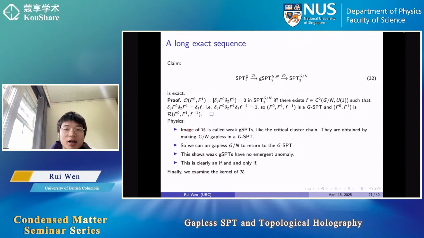So the image of R, right? As we discussed, if you start with an SPT, you make G over n gapless, you get a gapless SPT. But these gapless SPTs are called weak ones, like the critical cluster chain. They're obtained by making G over n gapless in a gSPT. So then we can undo this. We can un-gapless G over n to return to the gSPT, right? So this shows the weak gapless SPTs have no emergent anomaly. And this is clearly an if and only if. You can run the arguments backwards, right? So that means this is exact, right? So it has no anomaly.